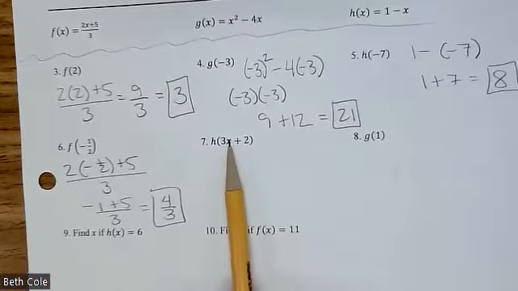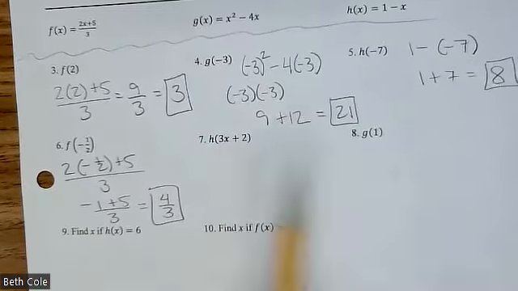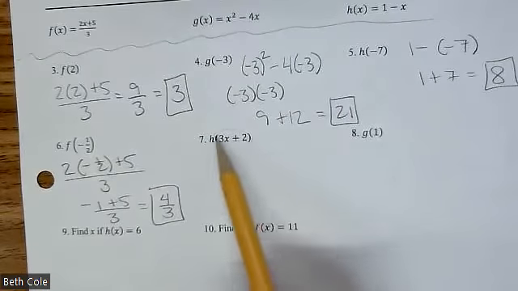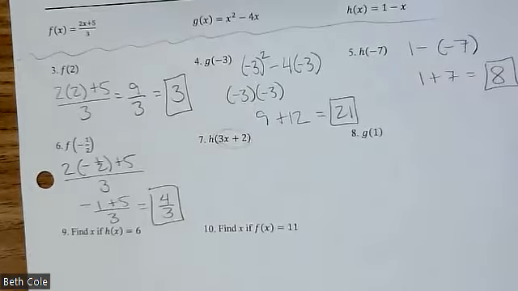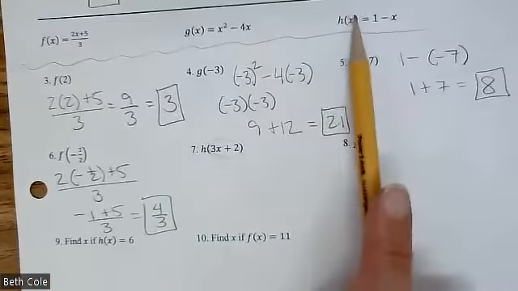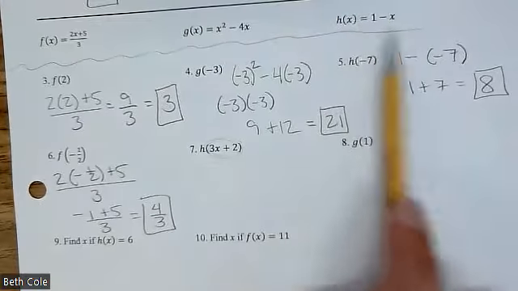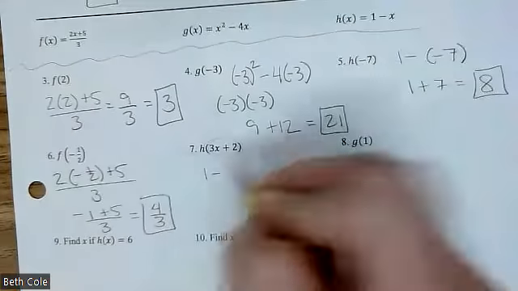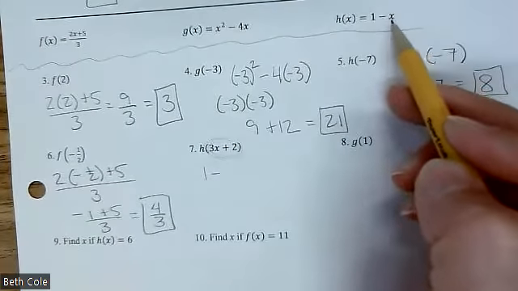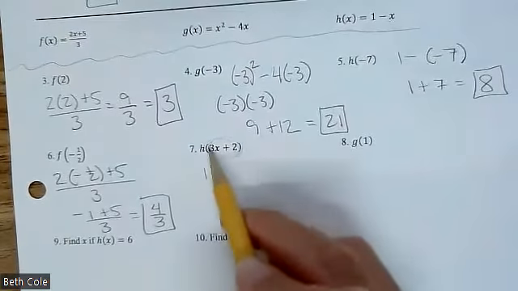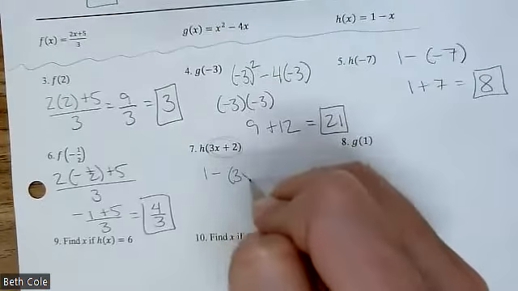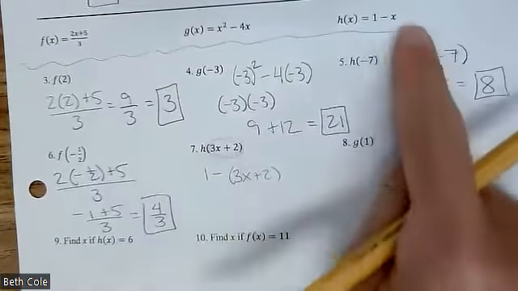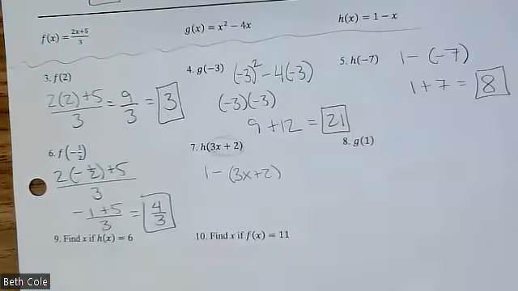Heads up, this one has an X in it. You're going to be okay. You're going to plug 3x plus 2, that whole thing, into which function? This one right here, h, okay? So it's going to be 1 minus, and in place of x, you're going to put all of that. You're plugging all of this in for x. Write it down. And do you see how I put parentheses around it? It needs a hug. Whatever you're plugging in should get a hug.